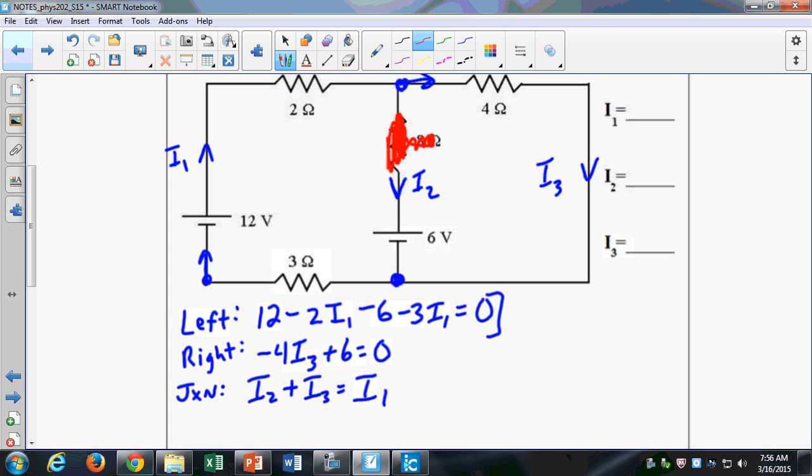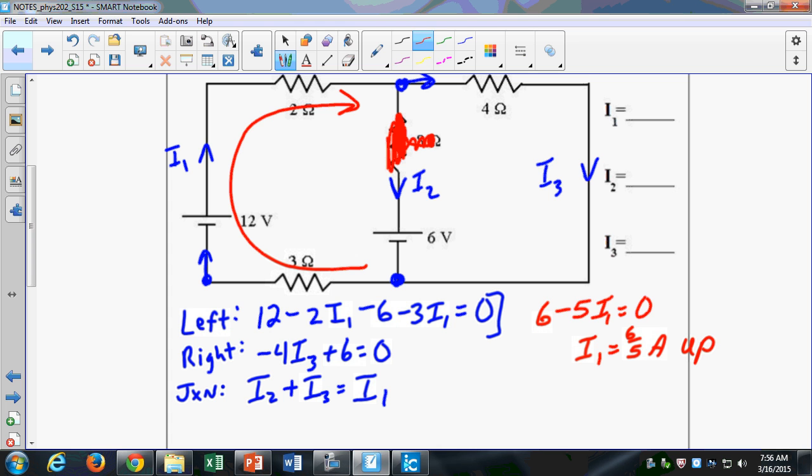I get 12 minus 6, that's 6, minus 5I1 equals 0. And then I1 is 6/5, 6 divided by 5 amps. It's positive, so I'm going to call it up, or you might call it clockwise, whatever you like, because I1 really goes in this direction. And then similarly, I can solve here. What is I3? Right, 3/2 amps. I'll call it down. It came out positive.